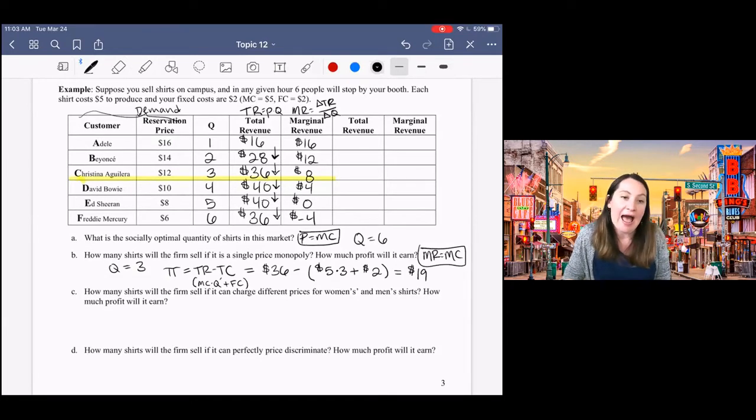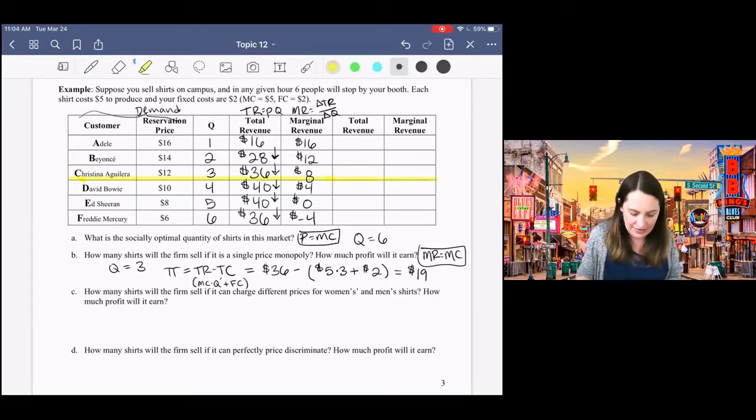All right, now we want to add in price discrimination, and this is something we can do since the problem is in a table rather than in a graph. So how many t-shirts should the firm sell if it's going to charge different prices to women and different prices to men? So now we have two groups of consumers here. I'm going to separate them. We've got women and men.